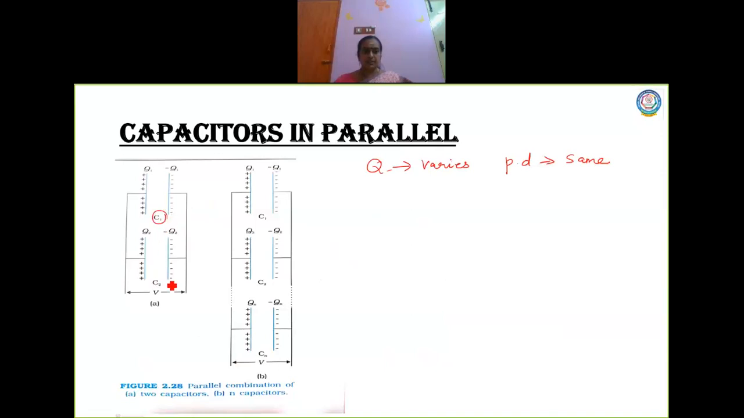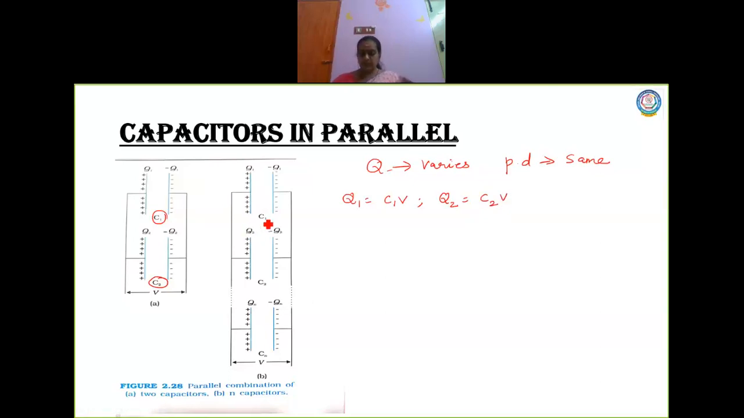Now here it is C2. So I have two capacitors that are connected in parallel, and the voltage is going to be the same. Charges alone will vary. So the charge for the first capacitor can be given as Q1 is equal to C1 into V. Similarly for Q2, I have the value to be C2 into V.